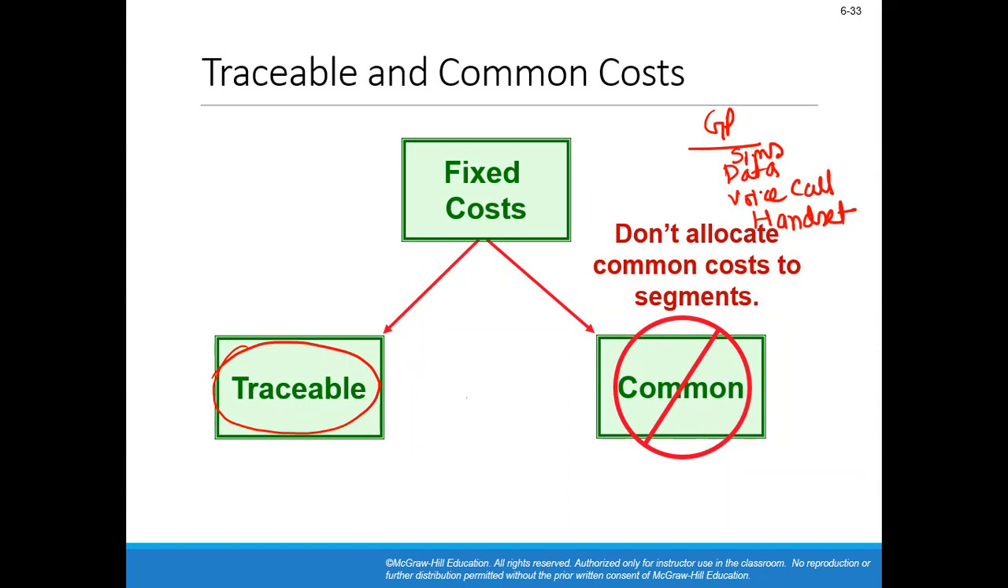Okay, so what I'm trying to say, for example, from the data segment and from the voice call segment, they are making positive net operating income, and from the SIMs, they are making negative net operating income, and from the handset segment, they are generating negative net operating income. Now, the question to you: what will be their decision when they see that they incur negative net operating income in the SIM segment and the handset segment? What will be their decision?